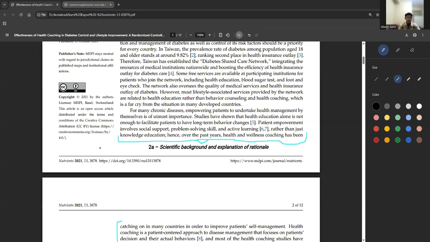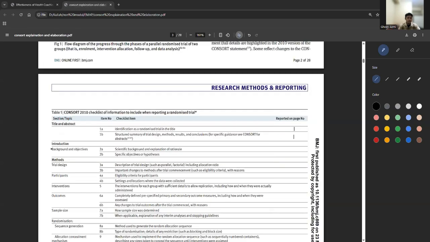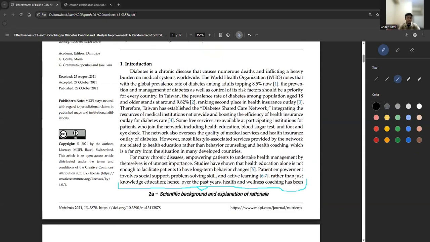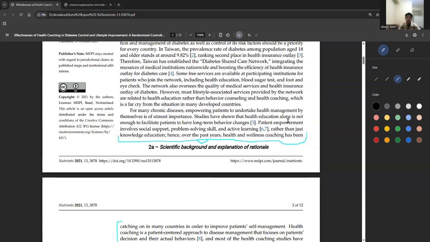And then we go next to the introduction. There is background and objectives. There are two parts, 2A and 2B. 2A is scientific background and explanation of rationale. This is what I found in the research article that I found. This is part of 2A, scientific background and explanation of rationale. The introduction talks about the global burden of diabetes and why health coaching might be more effective than visual education.